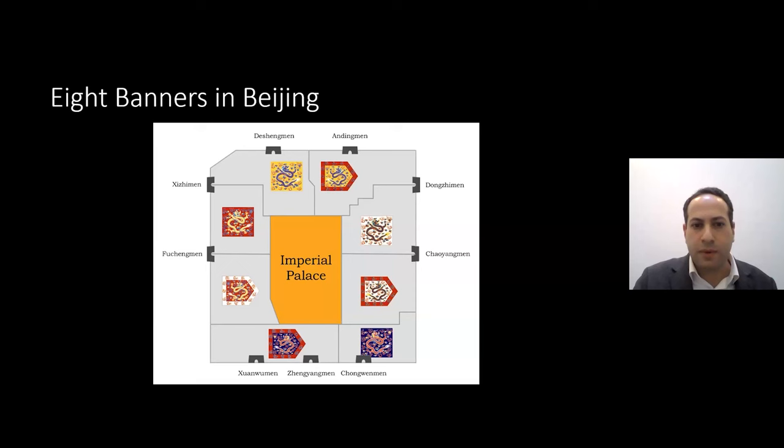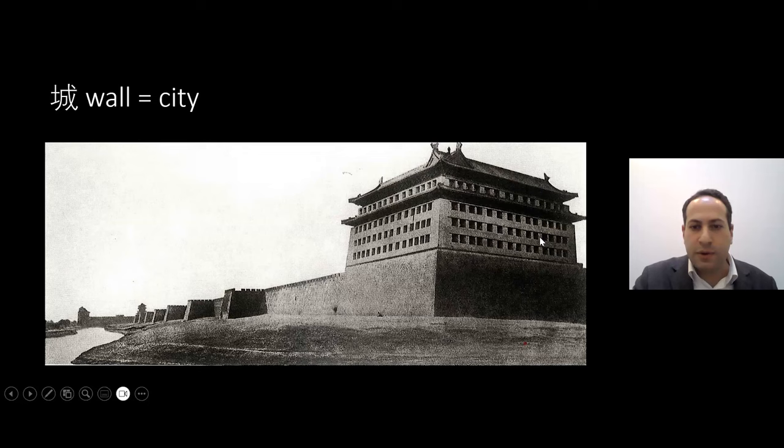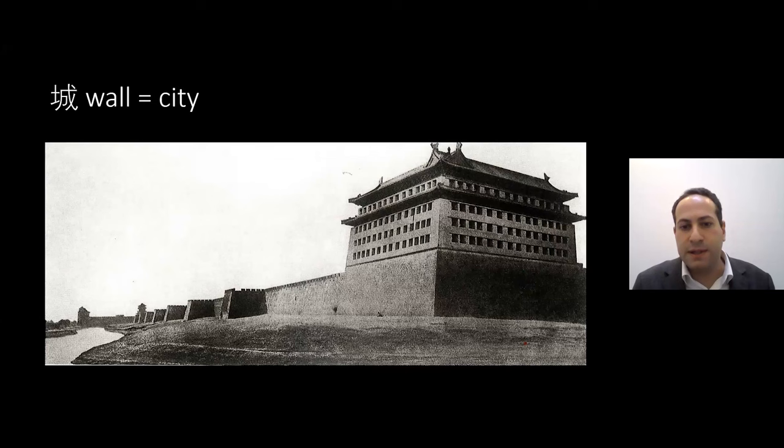And Beijing was really a city of walls. The Chinese character cheng is sometimes interchangeable for city, and so in the old days you would have seen these massive long walls. These were destroyed, sadly, when the communists took power after the civil war in 1949. They tore it down.